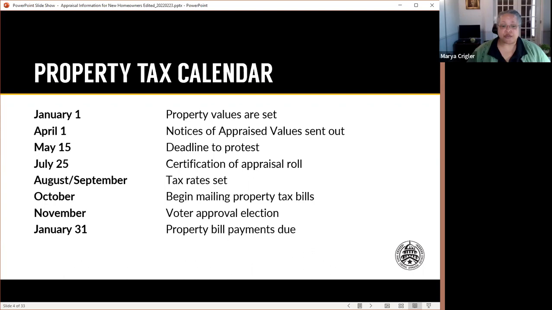And then January 31st of the following year is when property tax payments are due. Anything paid after January 31st of the following year becomes a delinquent tax bill. So you want to make sure that you get your payments in timely and do that before January 31st.